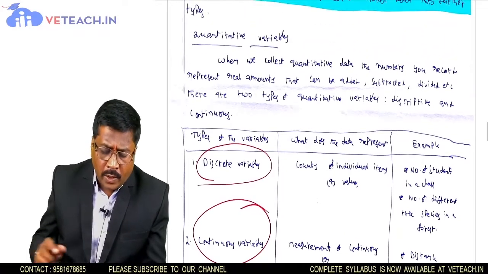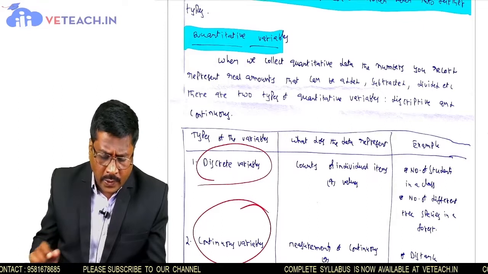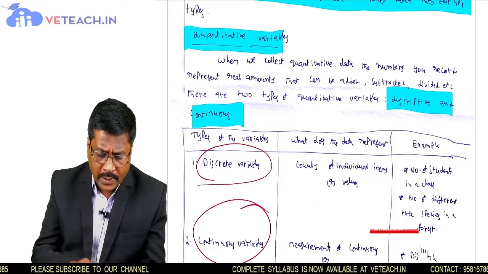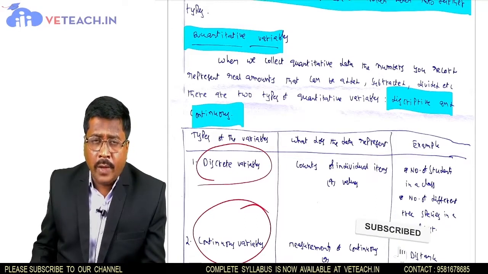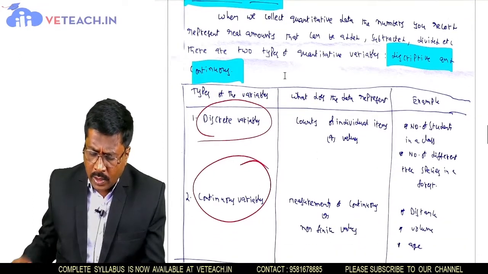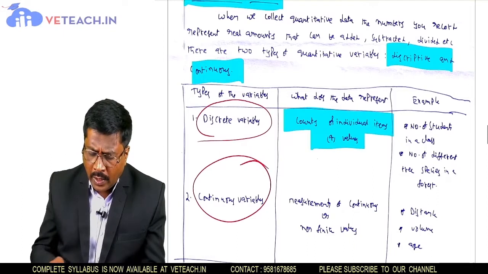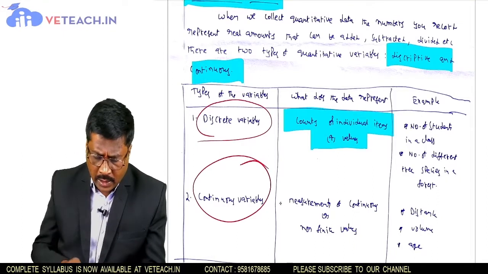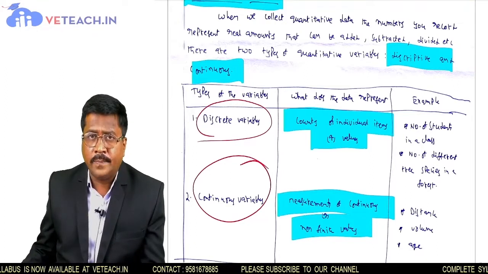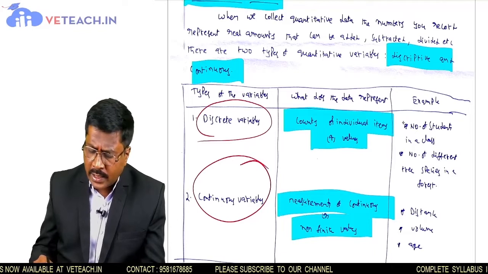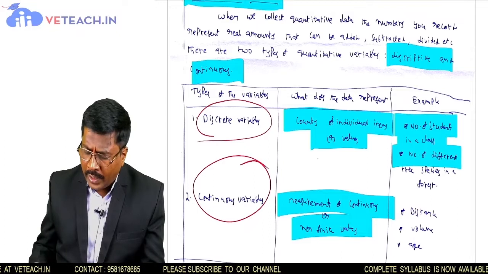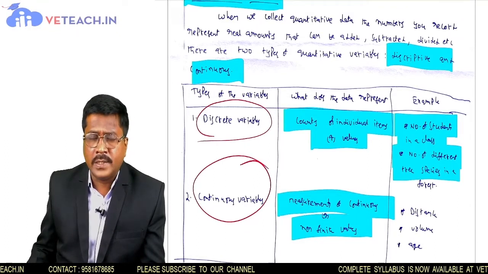So the quantitative variables are divided into two parts: the discrete and the continuous cases. The discrete variable counts the individual items or values, whereas the continuous variable is a measurement with non-finite values. The best examples of discrete cases are the number of students in a classroom and the number of different tree species in a forest.